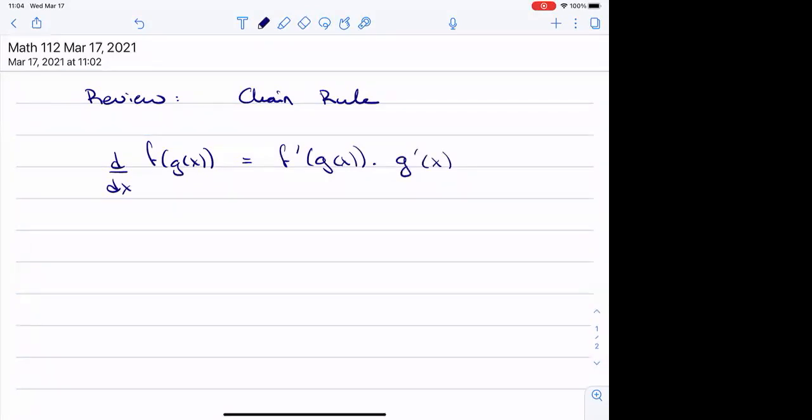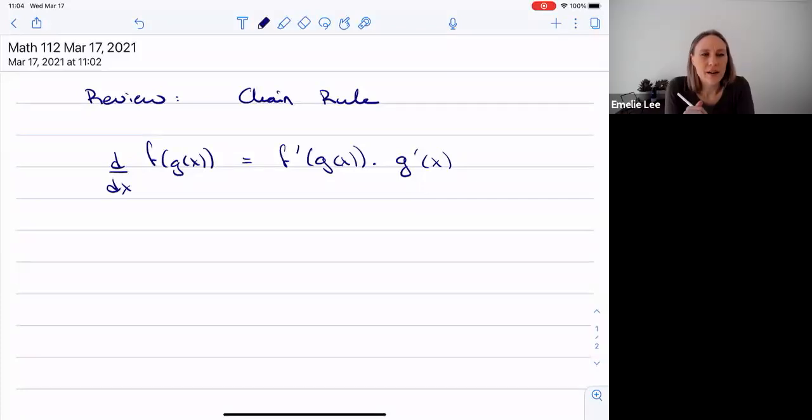Oh, I see what's going on there. So, right, the derivative of the outside times the derivative of the inside. Kind of implied in that mantra, I guess, is that you're evaluating the derivative of the outside at the inside, right? And then multiplying by the derivative of the inside.